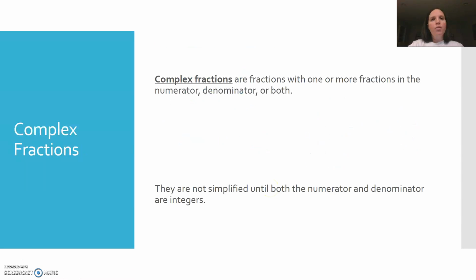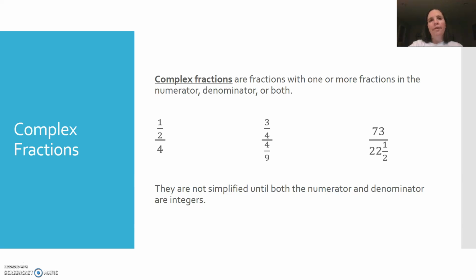So as far as what a complex fraction is, complex fractions are fractions that have one or more fractions in them, it could be in the numerator, the denominator, or both. So examples of what that would look like, there's a fraction in the numerator here. It's 1/2 divided by 4, or 1/2 over 4. Here there's a fraction in the numerator and denominator, 3/4 over 4/9. And here's one where there's a fraction in the denominator.